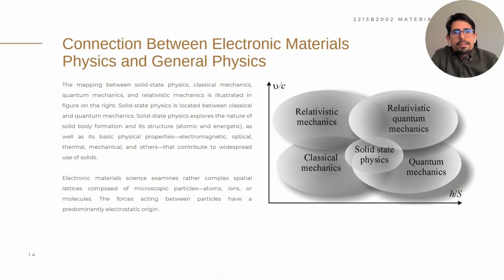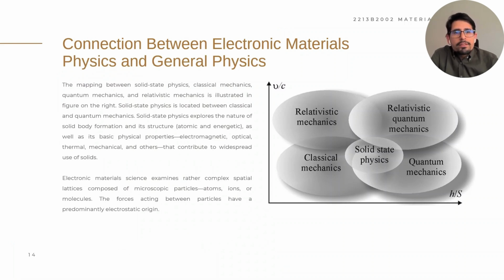Classical mechanics governs macroscopic motion and forces, while quantum mechanics explains the behavior of particles at atomic and subatomic levels. Solid-state physics combines these principles to describe the behavior of materials, particularly in terms of electronic, optical, mechanical, and thermal properties. This field plays a critical role in designing and optimizing electronic materials used in semiconductors, insulators, and conductors.